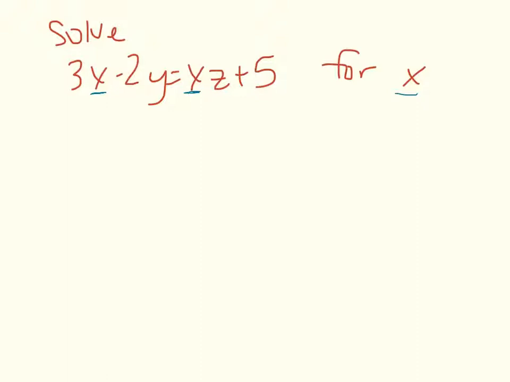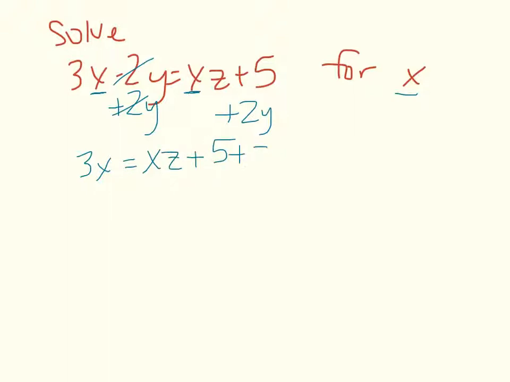What I need to do is first get all of those x's on the same side. So I'm going to get rid of this minus 2y by adding 2y over here, so that I have 3x equals xz plus 5 plus 2y.